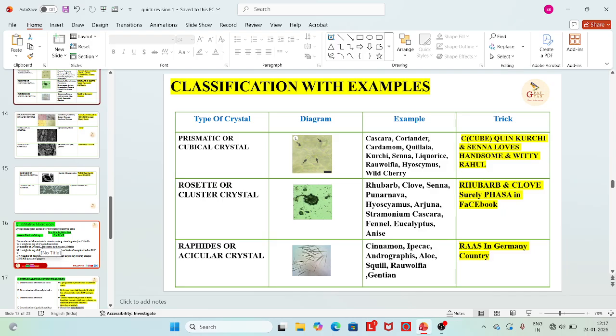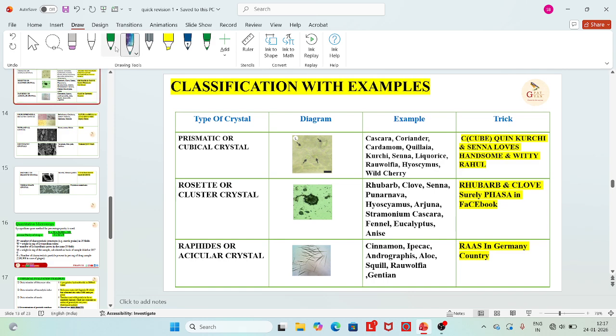So cascara, coriander, CQ actually it is. CQ means what? CQ is cascara, coriander and cardamom, the 3C. Queen Kurchi: Queen is Quelia and Kurchi is Kurchi. Sena loves is licorice. Handsome and witty: Hyoscyamus, Rolfia, wild chili. Rahul is Rolfia actually. Hyoscyamus, and witty is wild chili.